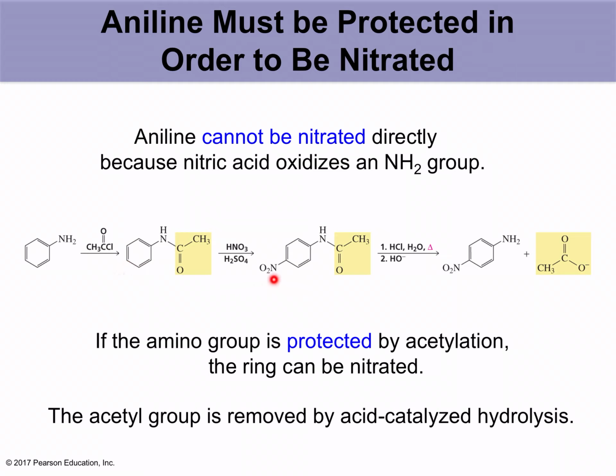After the nitro group has been added, you can add hydrochloric acid. You heat it and then add a base in 2 steps to get rid of the acyl group. It will give you NH2, aniline. Now this process can be used to nitrate aniline by protecting the NH2 group. If the amino group is protected by acetylation, the ring can be nitrated. The acetyl group is removed by acid catalyzed hydrolysis.